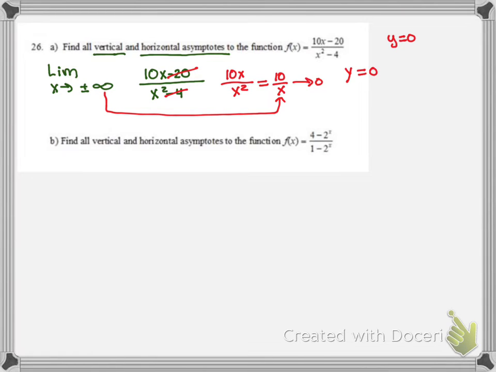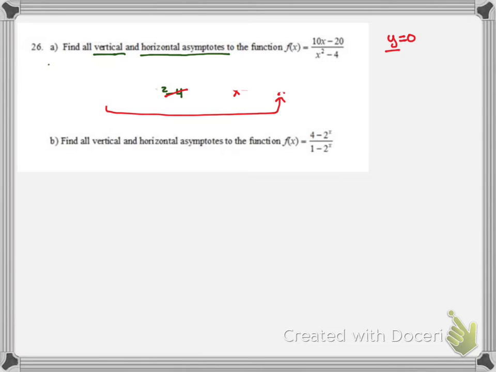And all horizontal asymptotes will be horizontal, and therefore y equals in their answer. Now we're going to look at the vertical asymptotes. Those come from when the denominator may be 0. So I'm going to factor a 10 out of the numerator and get x minus 2. And the denominator I'll factor into x minus 2 and x plus 2.